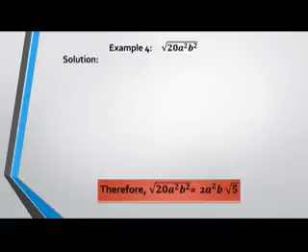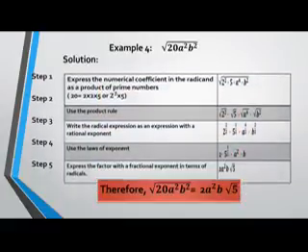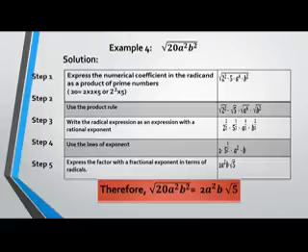Let's proceed to our fourth example with an expression of square root of 20 a4 b squared. Here we can apply the prime factorization of our numerical coefficient. So we still follow the steps. Step 1 is to express the numerical coefficient in the radicand as a product of prime numbers. So we have 20, which is equal to 2 times 2 times 5, or 2 raised to the power of 2 times 5. So the expression will become the square root of 2 squared times 5 times a4 times b squared.